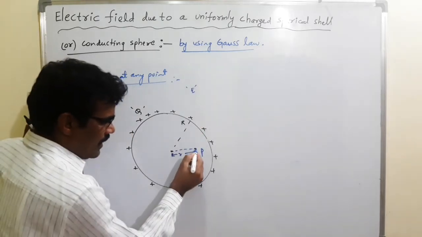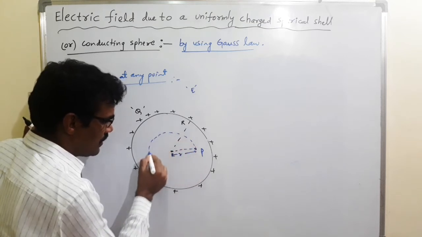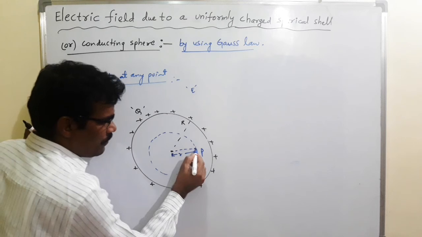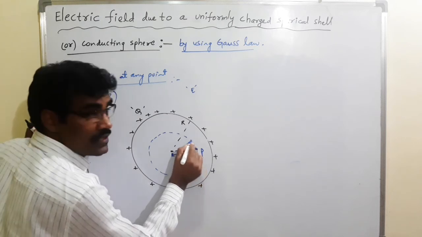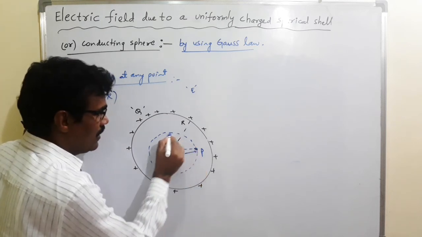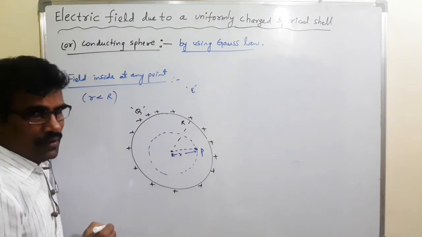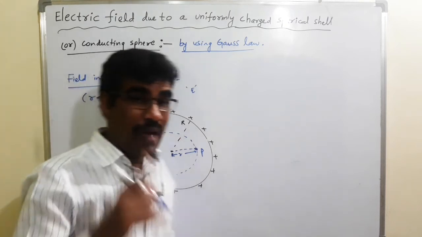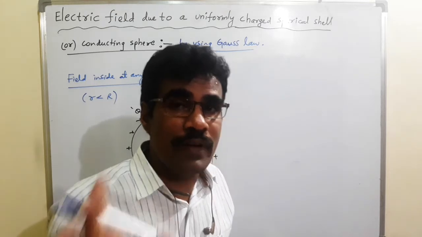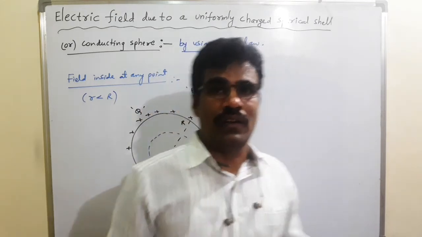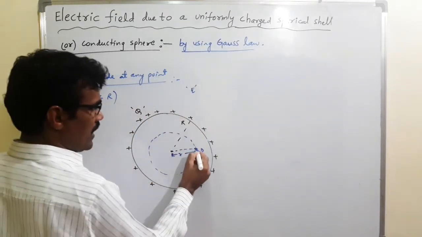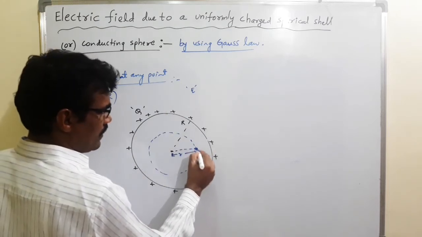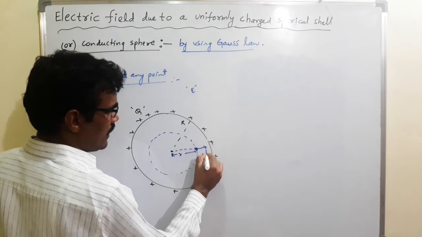Now draw a Gaussian surface. Here the field at this point is E, and about this point also E. So at all points on the Gaussian surface, the magnitude of the intensity of electric field must be equal. Suppose here E, here also E. Therefore the field direction is this side.